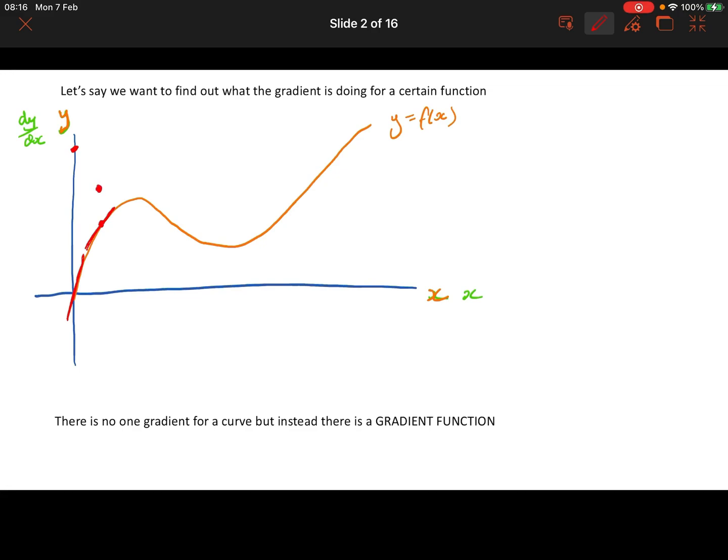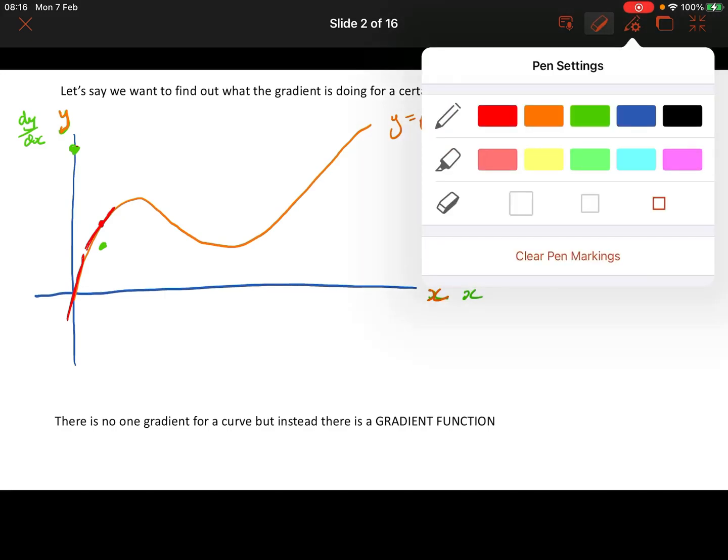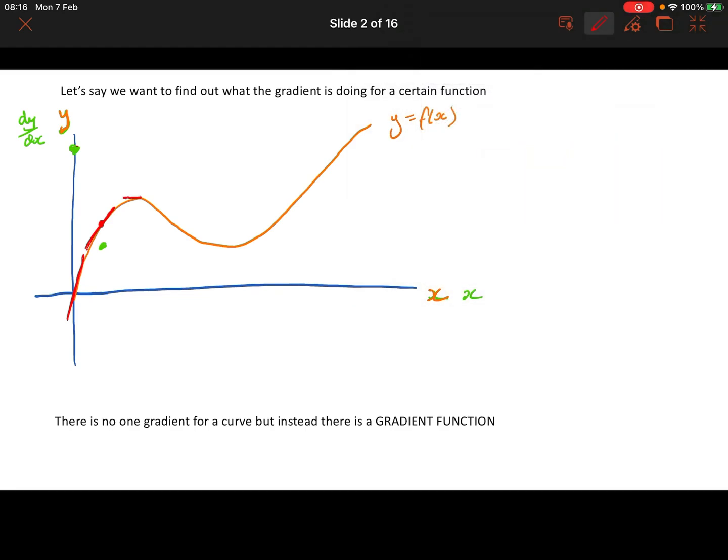It's still positive, but it's not as positive as before. In fact, what I'm going to do, I'm going to do it in green, and I'm going to just say it's, say, down here somewhere. Okay? So it's positive, but not as positive as before. Then notice what happens here. At this point here, the gradient turns 0. So the gradient value is 0 there, so I've got to plot on my y-axis as 0.